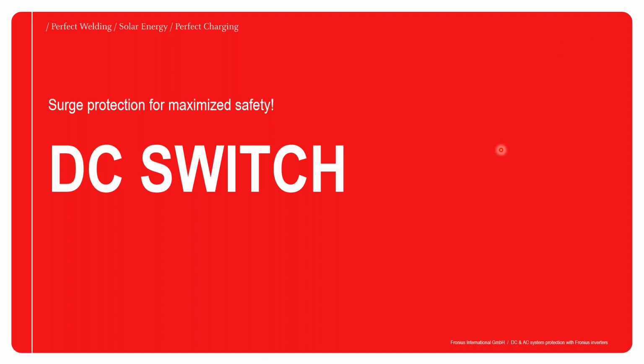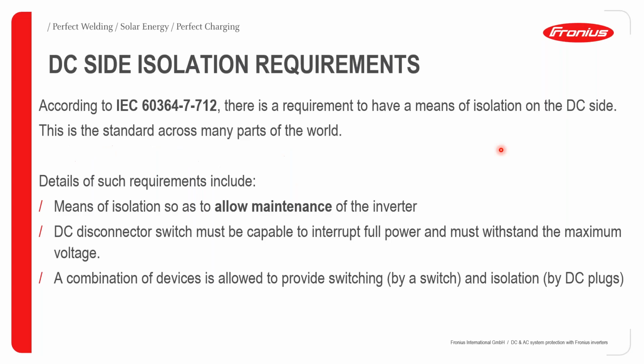Let's now look at the DC switch. This is getting into the area of surge protection for increased or maximum safety of the system. When it comes to the DC side, there are some isolation requirements relating to some standards, that is IEC 60364-7-712. This requirement is to have a means of isolation on the DC side. This standard is usually a standard across many parts of the world.